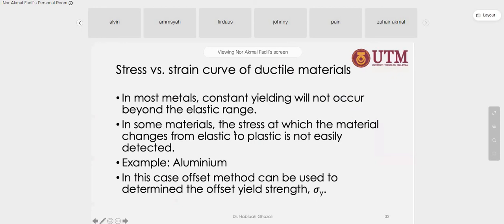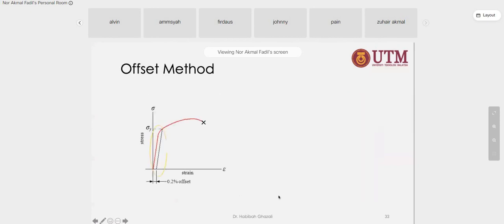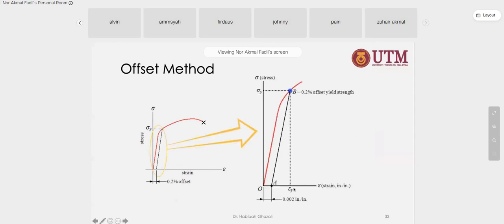In some materials, the stress at which the material changes from elastic to plastic is not easily detected. For example, aluminium. You don't see the flat region. In this case, the offset method can be used to determine the offset yielding stress. We have a method because they established this method. How? Just get a 0.2% offset. 0.2% is 0.002, the value of this strain.